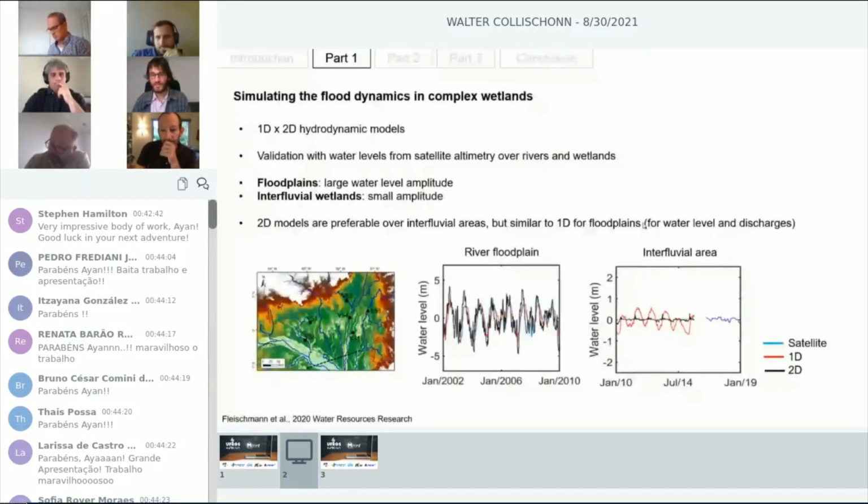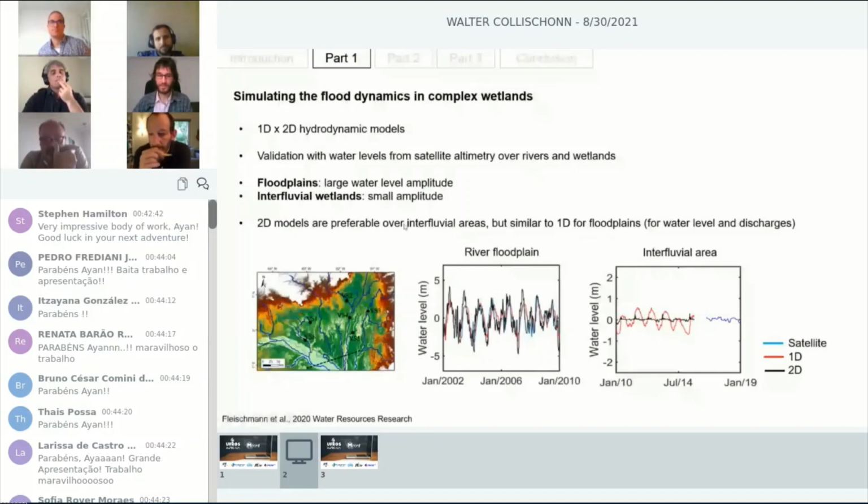And to understand how the floods occur and what is the flood dynamics in these complex wetlands, for this chapter we employed 1D and 2D hydrodynamic models. So we developed and applied these models, and we validated them with water level from satellite altimetry data over rivers and wetlands. And what was clear from the beginning, so here you can see the time series of water level for river floodplain and for an interfluvial area. And in black is the 2D model, in red the 1D model, and in blue the satellite data.